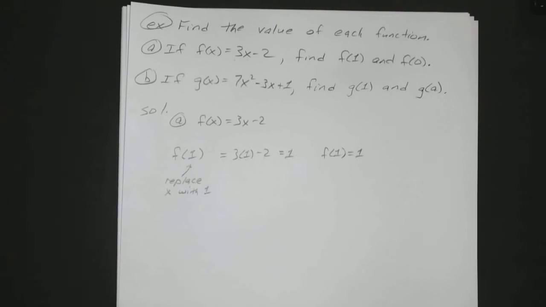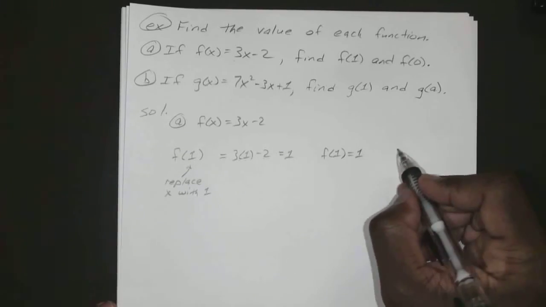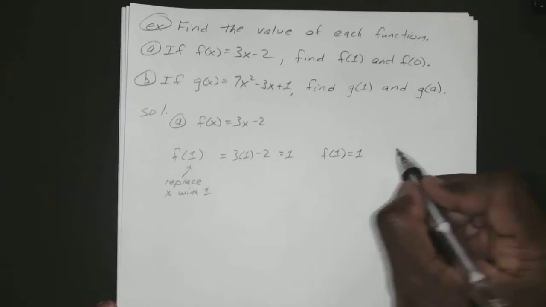Normally, we just had y equals 3x minus 2. When x is equal to 1, then we solve it. Here, it's just telling you in that one step when x is equal to 1. So that's why it's the exact same thing, just written a little bit differently. Okay.